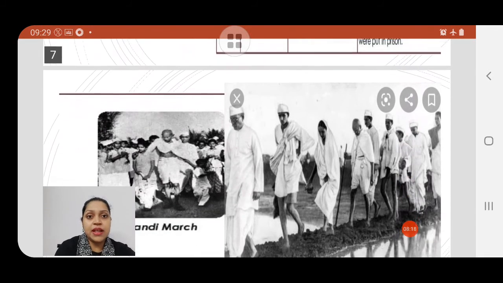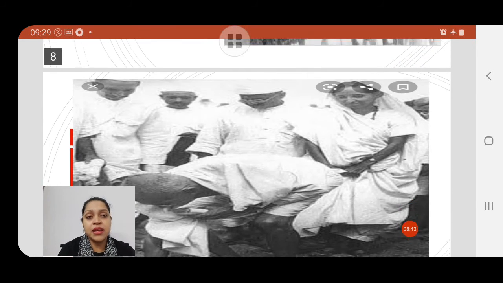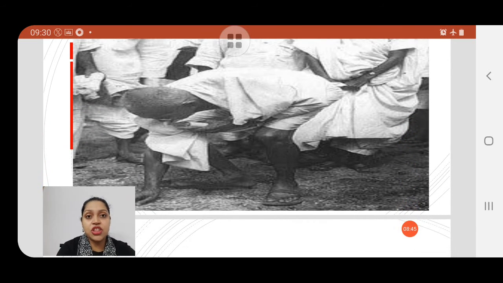Okay children, so let's see the picture. You can see here the Dandi March. People marching. You can see on the left hand side a picture from your textbook, and on the right hand side also you can see Gandhi marching. So many people are following him to Dandi to make salt. And finally, when Gandhi reached Dandi, he made salt. You can see the picture. He made the salt and he was arrested for that.